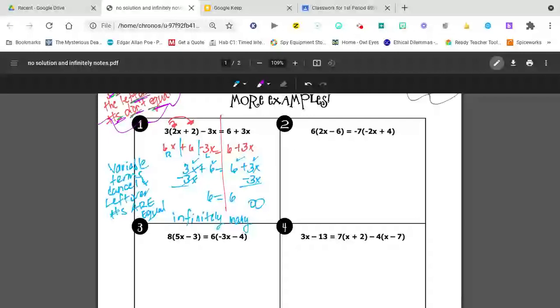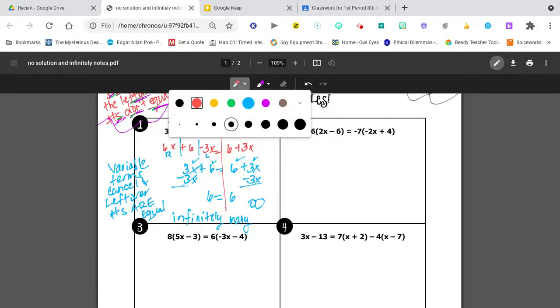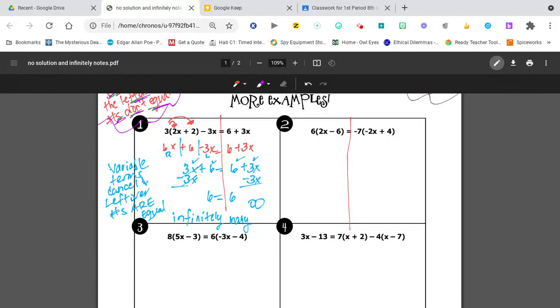All right, on 2, draw the line. 6 times 2x is 12x. 6 times negative 6 is negative 36. Negative 7 times negative 2x is positive 14x. And negative 7 times positive 4 is negative 28. Well, if I look at these variable terms, they are not the same. Pretty sure I'm going to end up with one solution here, because my variable terms will not cancel on both sides because they're not the same.